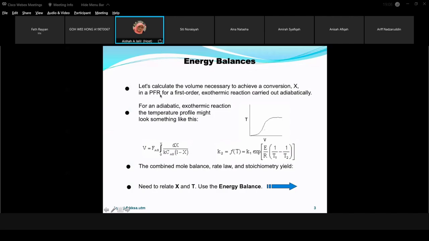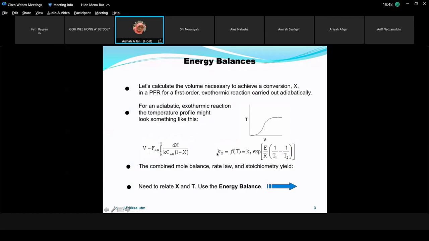Because it is a PFR, the mole balance equation is always the same, so V equals FA0 integration dX over negative rA. Why this one? Because this is first order. You can imagine this is A to B. So the first order, negative rA equals kCA, so CA equals CA0 times (1 minus X).